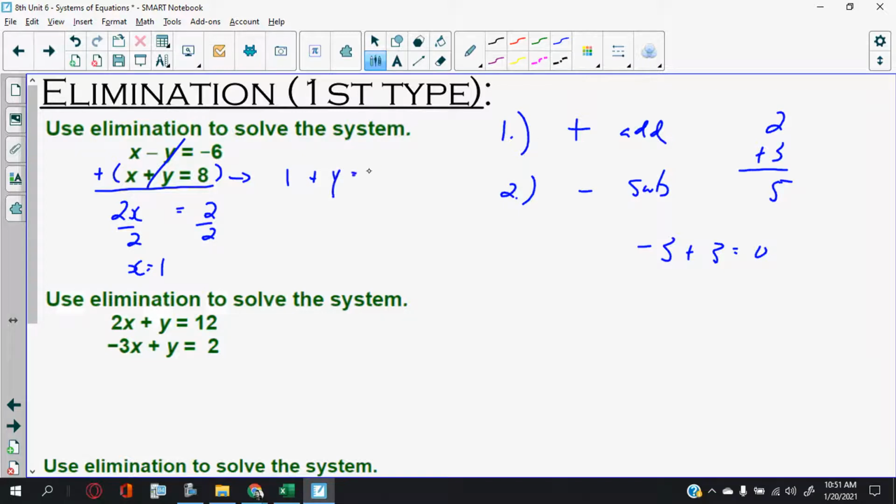1 plus y equals 8. So what's y? That's right, 7. So the solution is 1 comma 7. Right? Super fast, actually. Because think about this.